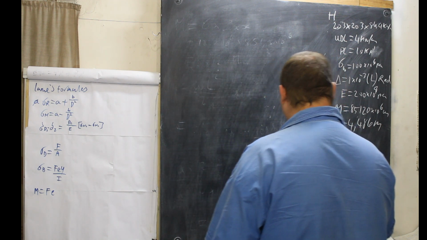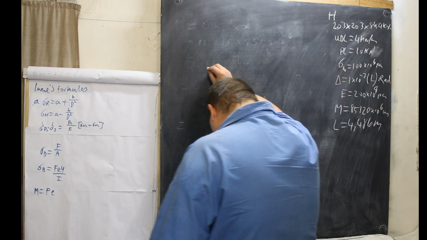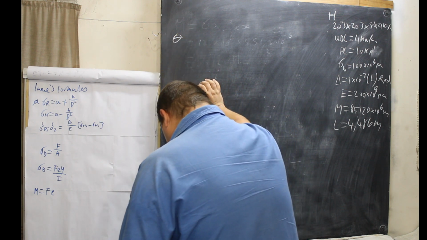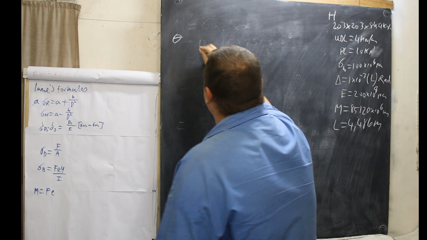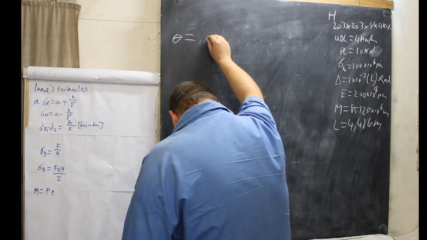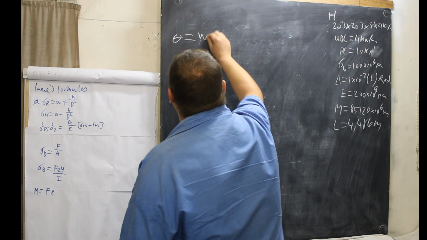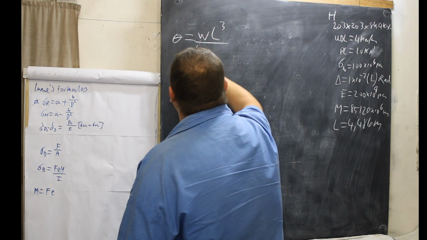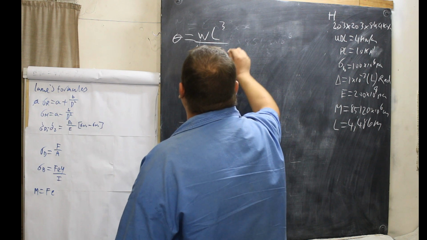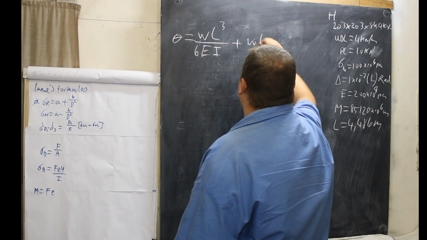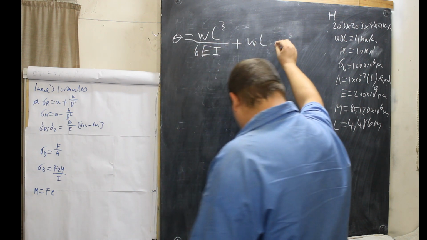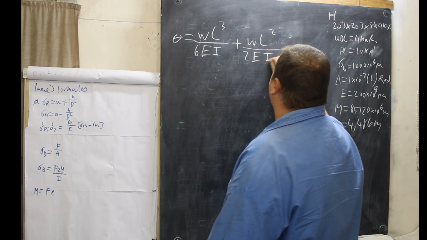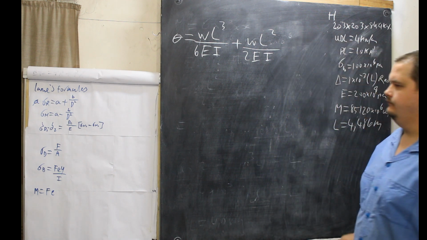So that length is very important. So what we want first is the slope. So the slope equals WL cubed over 6EI plus WL squared over 2EI.